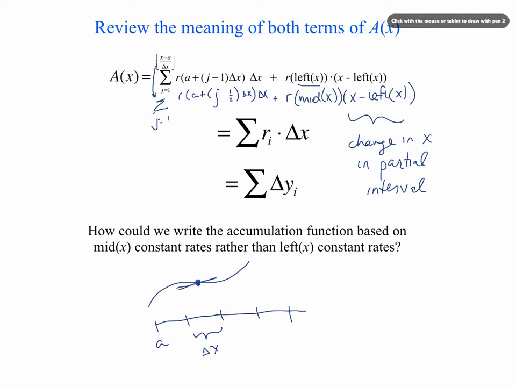If we were doing right of x, you would have j delta x there. And what else would have to change? It would have to be right of x here. Okay, great. Super cool.